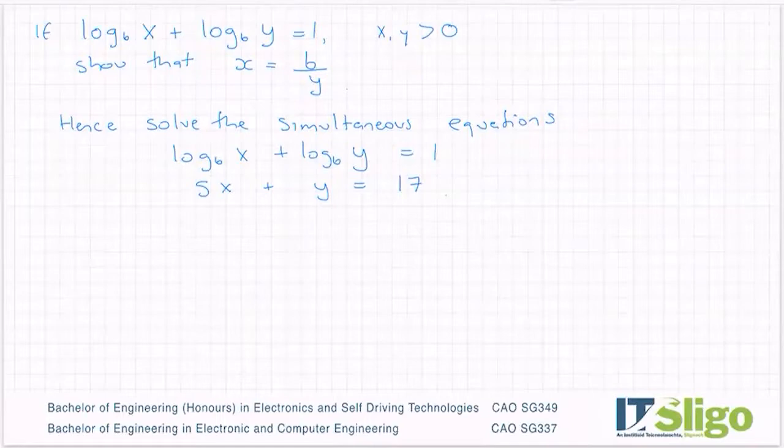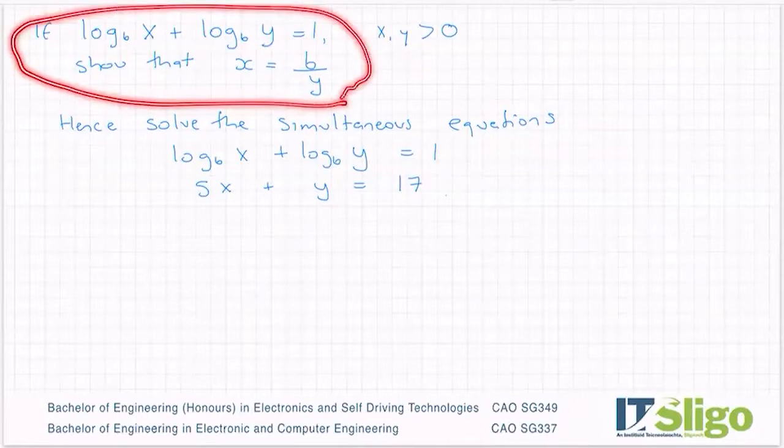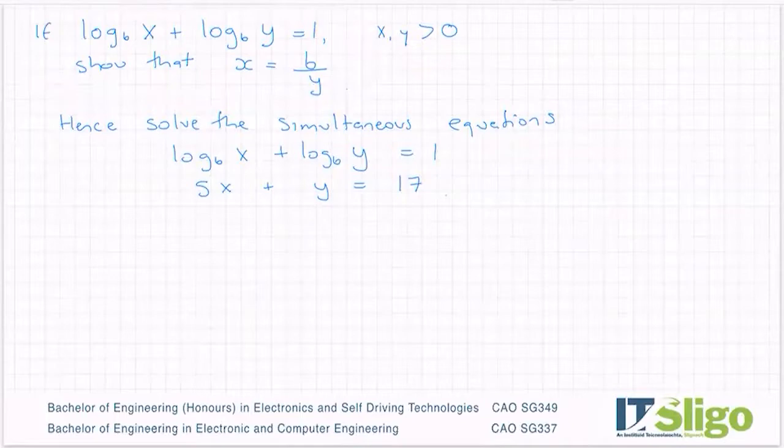If log to the base 6 of x plus log to the base 6 of y is equal to 1, show that x is equal to 6 over y. That's part A, and then hence solve the simultaneous equation. There's that log line, and then 5x plus y is equal to 17. Okay, so let's consider the top part first.